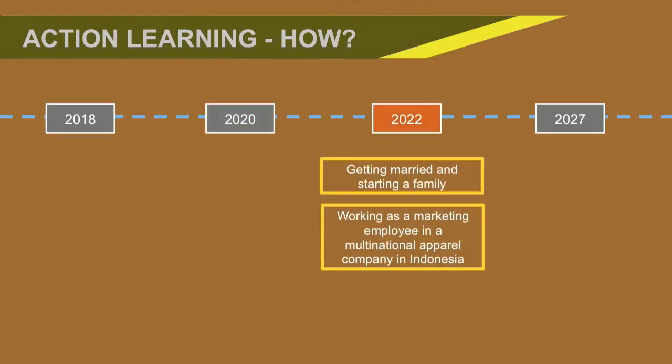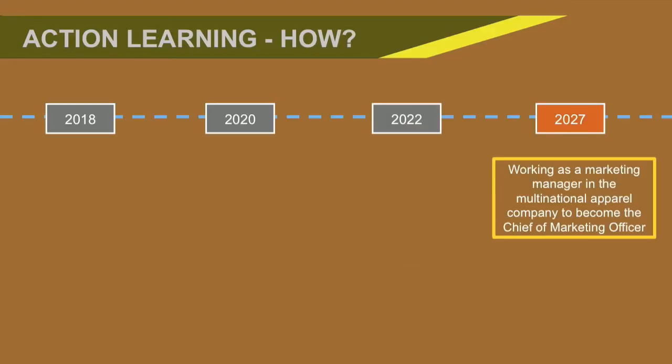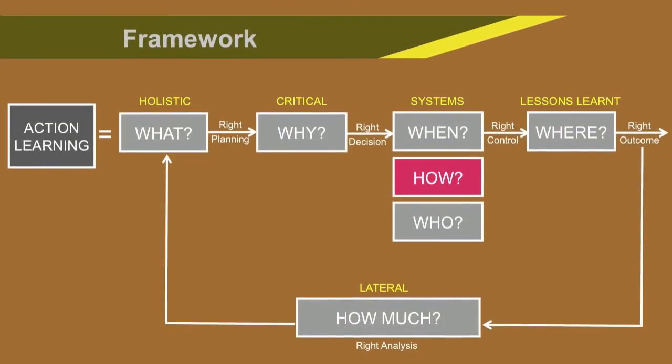5 years from now, which is in 2022, my plan is to get married and start a family, also working as a marketing employee in a multinational apparel company in Indonesia. And in 10 years from now, which is in 2027, my plan is to work as a marketing manager in a multinational apparel company to become the chief marketing officer. And then I'm moving on to how.